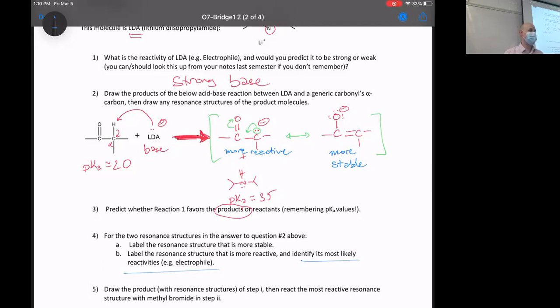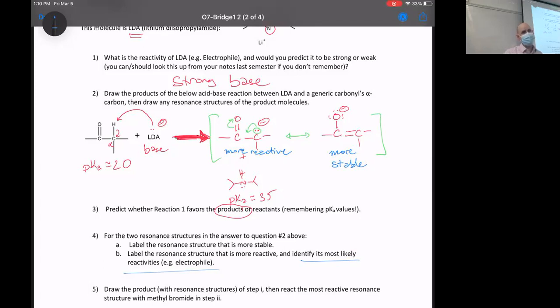Bases react with acids. So it would share electrons with a hydrogen, right? It would grab a hydrogen. That's what bases do. So if this C minus grabbed a hydrogen, what would it turn into? So effectively, just go backwards. So can that happen? Sure, it would like to do that.